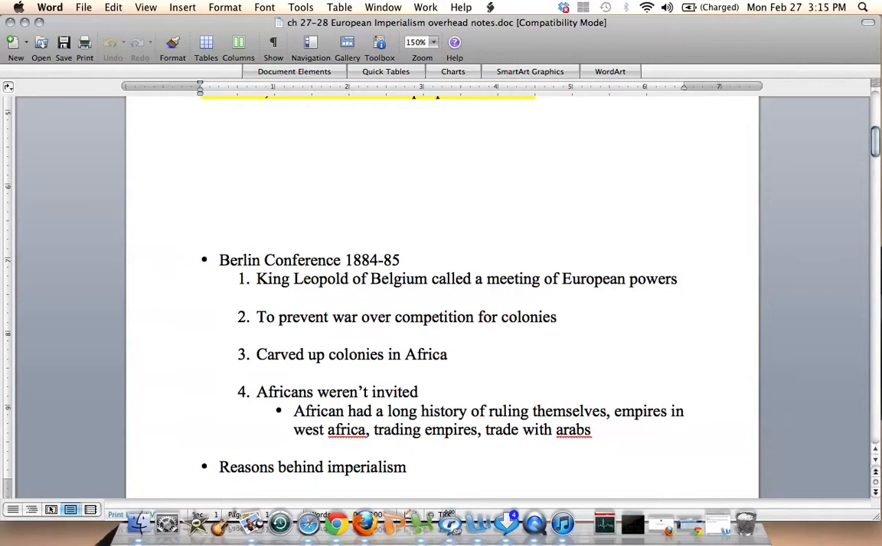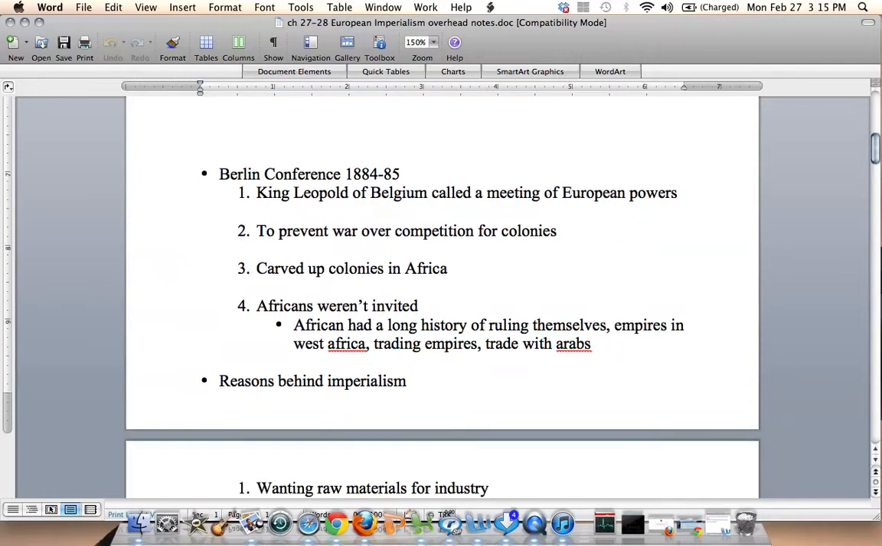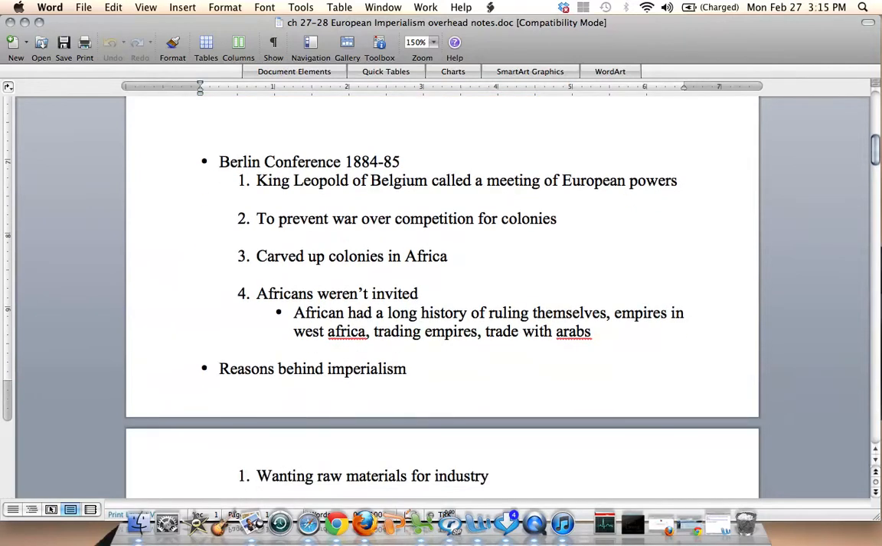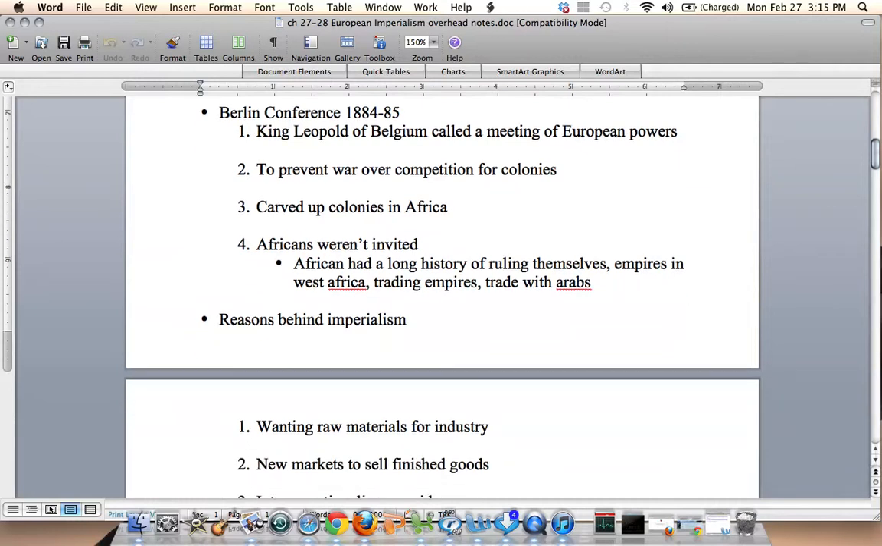Why did the European powers want colonies? Well, why do you think they wanted colonies? They needed raw materials for their industry. A lot of those European countries are small nations, and so they don't have the number of natural resources that the continent of Africa had. So they thought they would go in and take those resources, and then they would sell finished goods to the people that they conquered. And so it's a pretty sweet deal. You steal their resources, and then you make them buy the finished products from you.